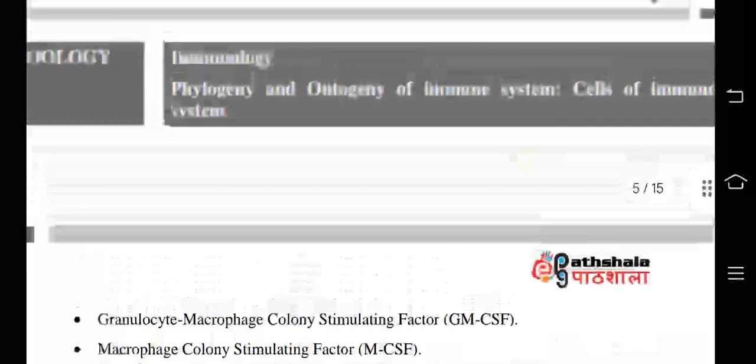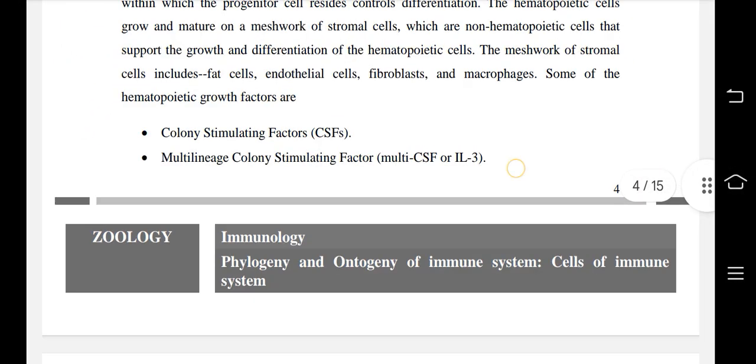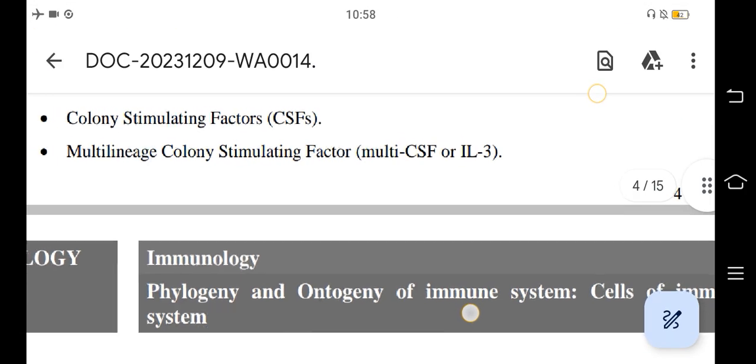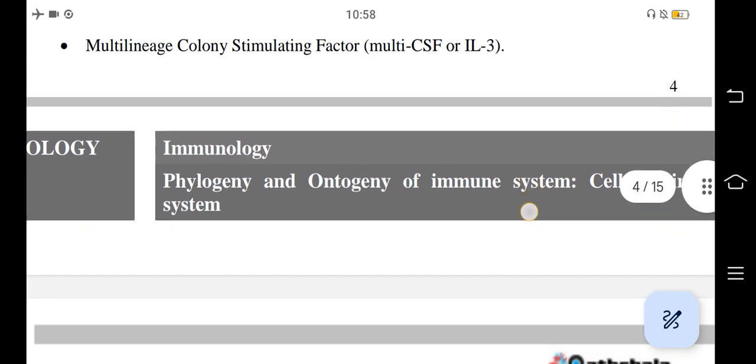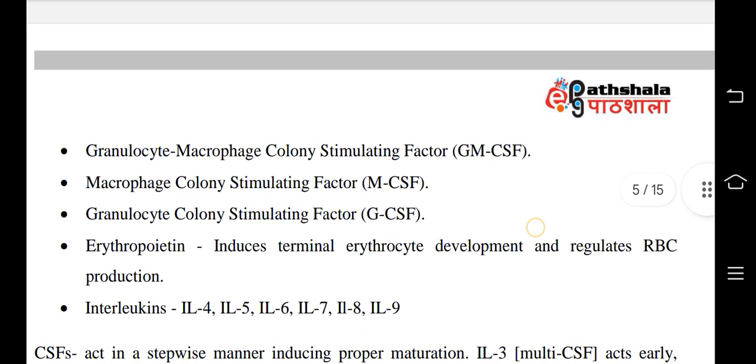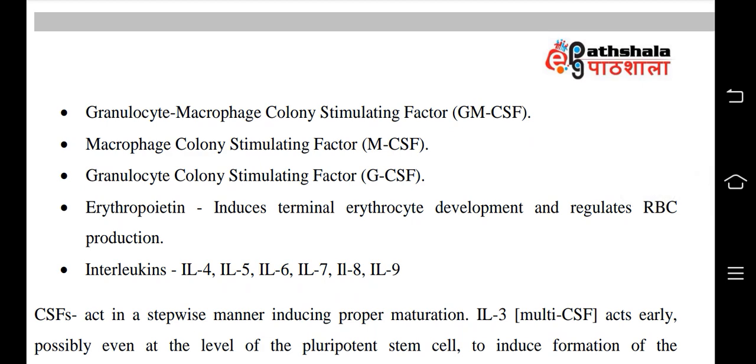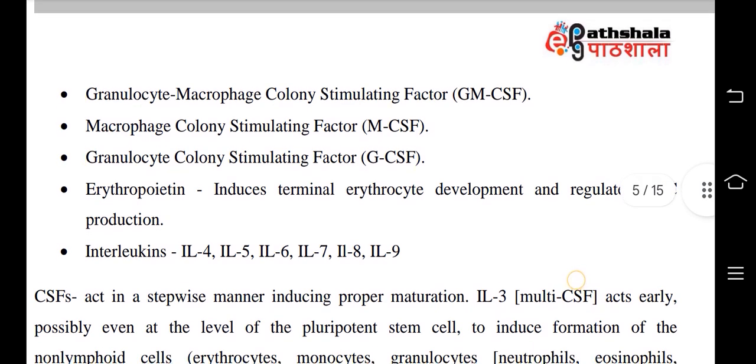I would like to summarize this once again. Colony stimulating factor or CSF, multi-lineage colony stimulating factor, multi-CSF or IL-3, then granulocyte macrophage colony stimulating factor, GM-CSF, macrophage colony stimulating factor or M-CSF, granulocyte colony stimulating factor or G-CSF. Erythropoietin induces terminal erythrocyte development and regulates RBC production.